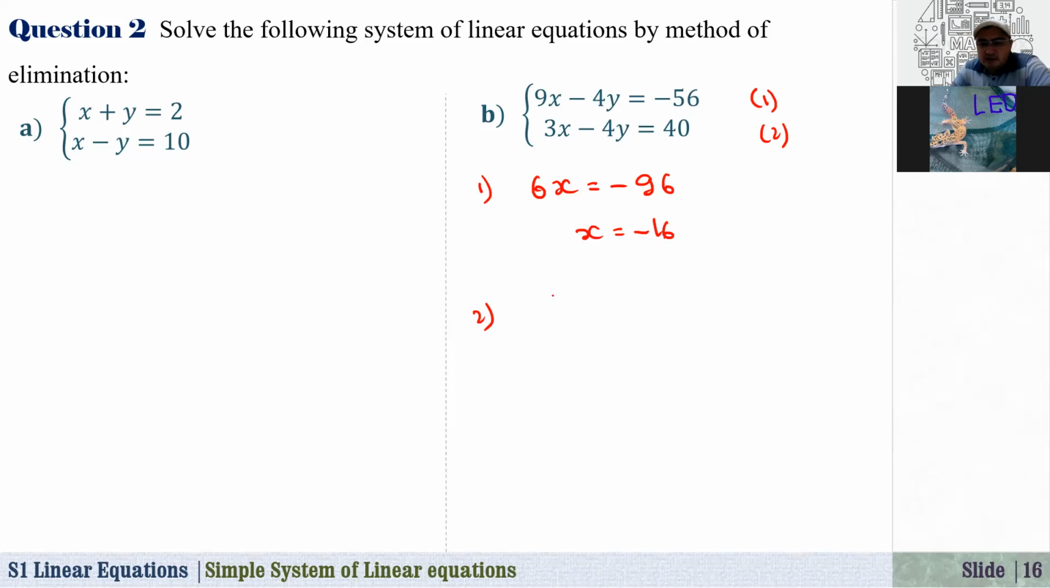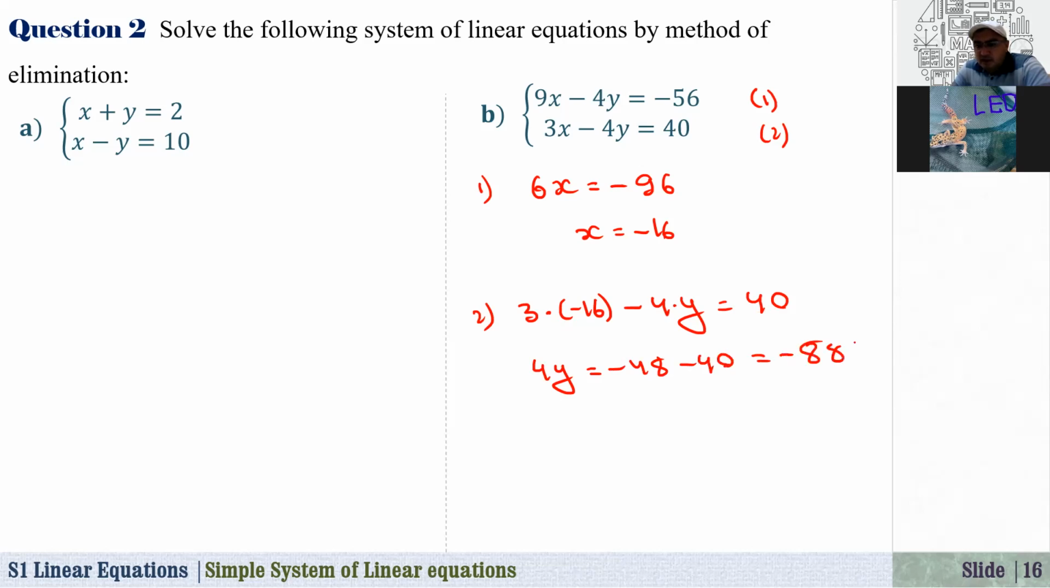Let me substitute into the second equation. Here we have 3 times minus 16 minus 4 times y. On the right hand side, we have 40. Take negative 4y to the right hand side and 40 to the left hand side. So here we have 4y is equal to 3 times minus 16, that is minus 48, and minus 40, which is equal to minus 88.